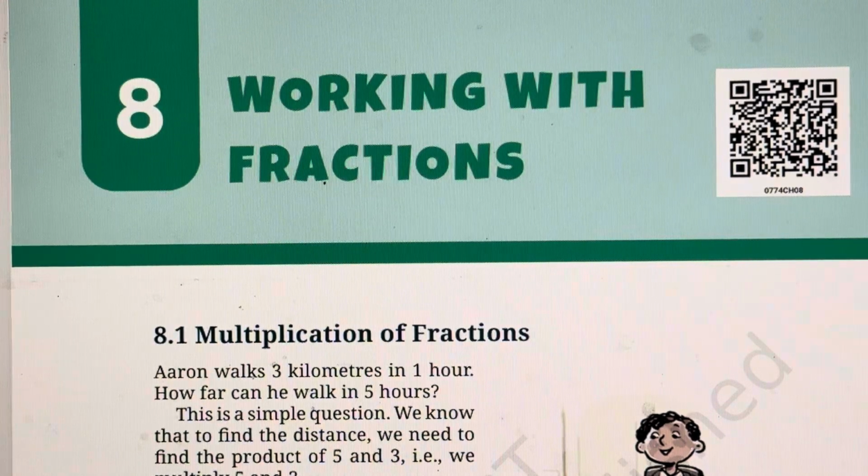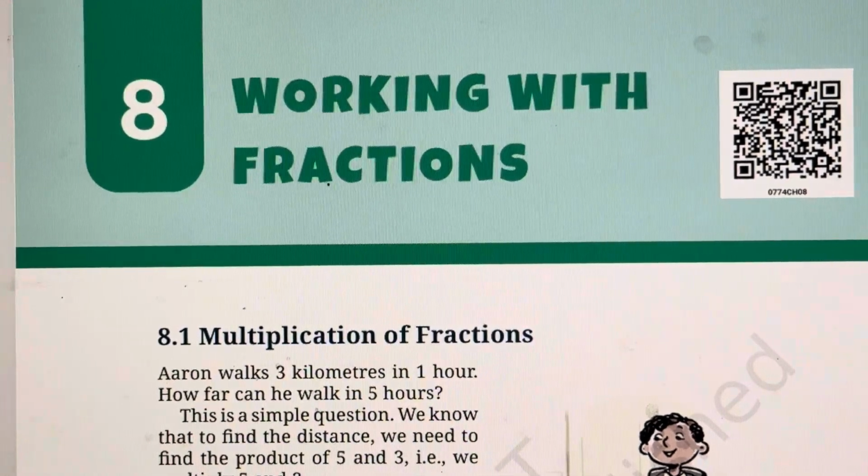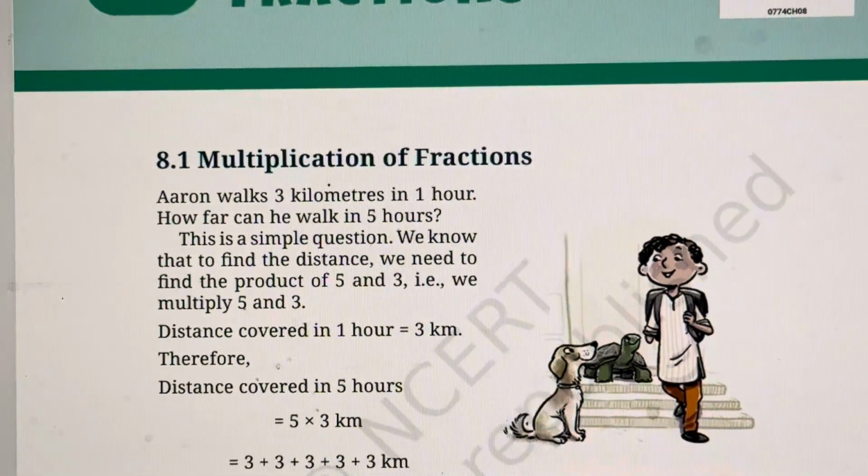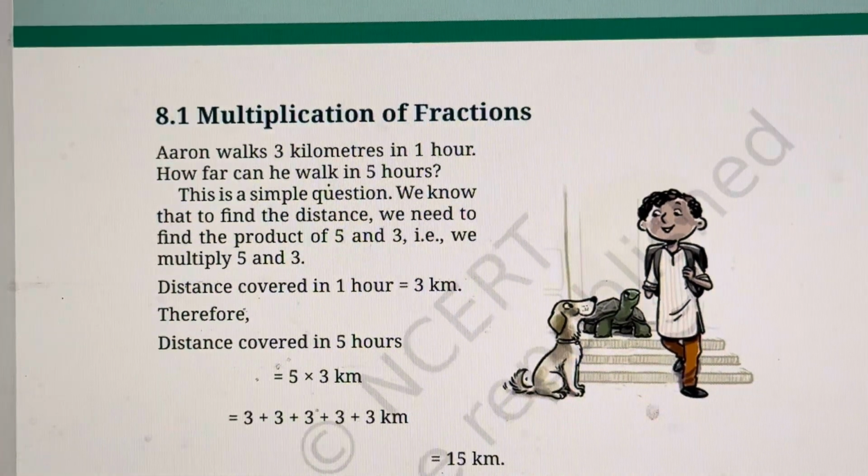So, multiplication of fractions. Here an example is given: Aaron is walking 3 kilometers in 1 hour. How far can he walk in 5 hours? Now this is simple. In 1 hour 3 kilometers means in 5 hours 5 into 3, 15 kilometers. So we simply multiply.